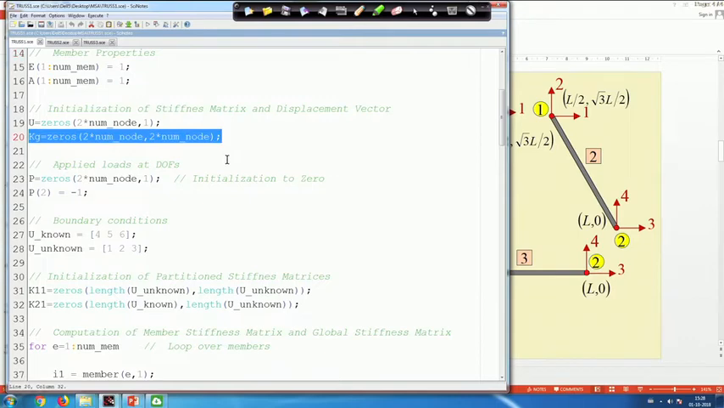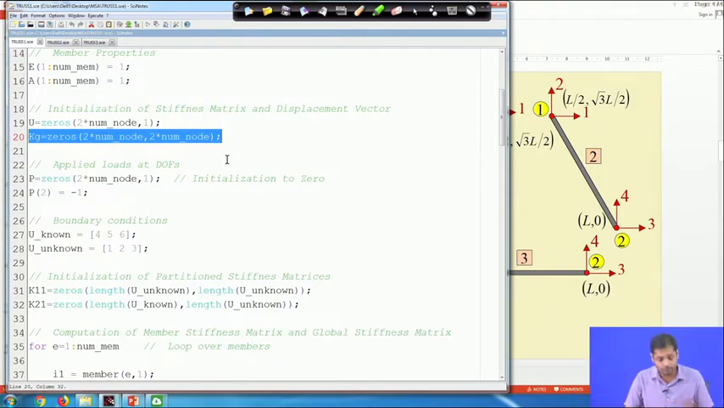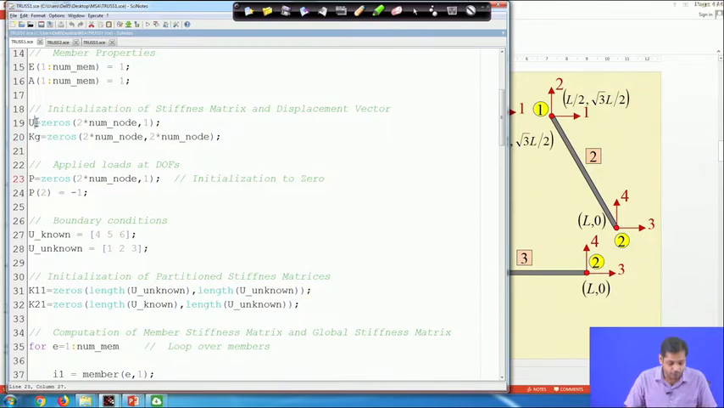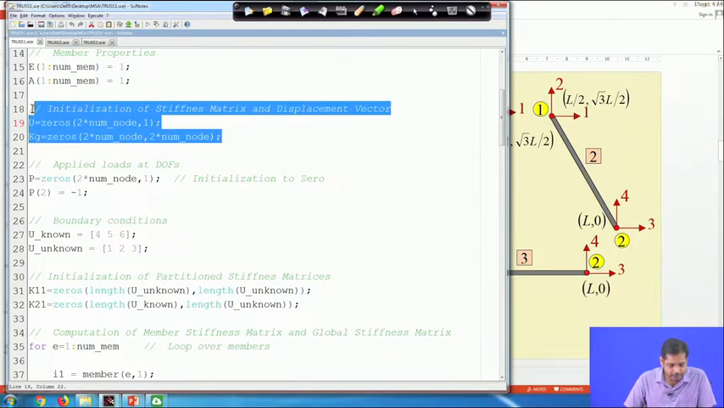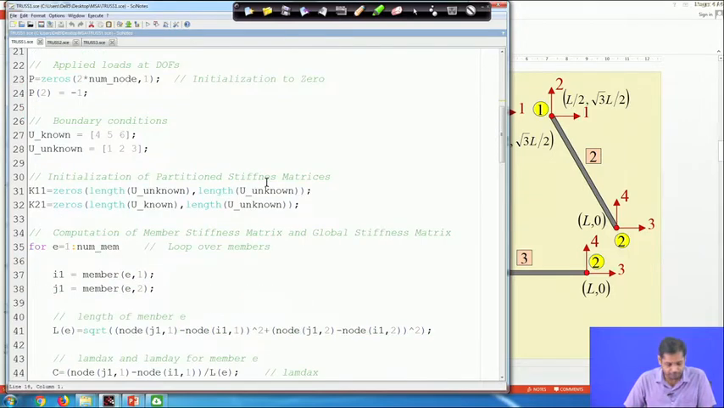So, Kg is the global stiffness matrix. The size of the global stiffness matrix will be total degrees of freedom by total degrees of freedom, and then this is the load vector. The length of the load vector will again be the total degrees of freedom. Okay. Now, this is the initialization of the stiffness matrix and displacement vector.